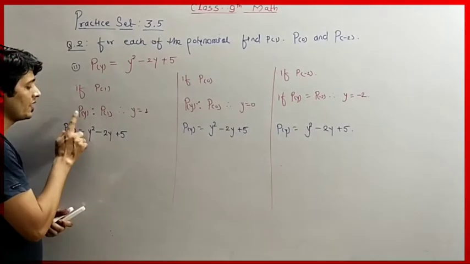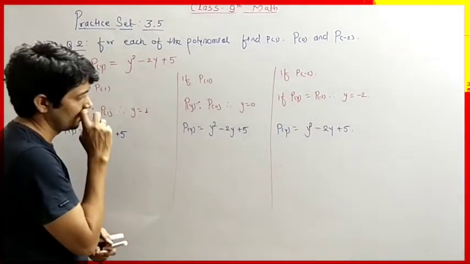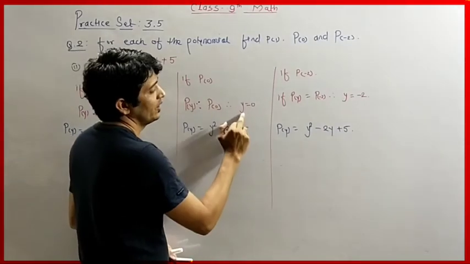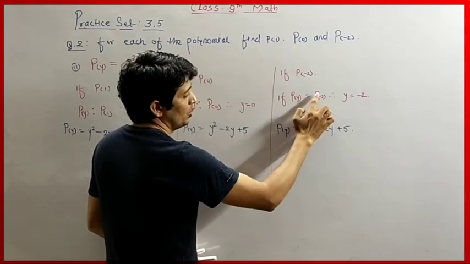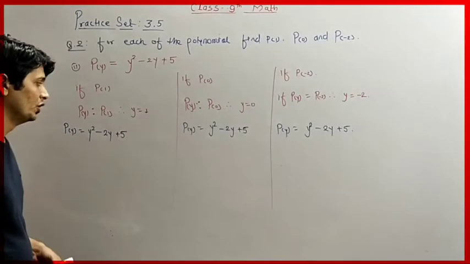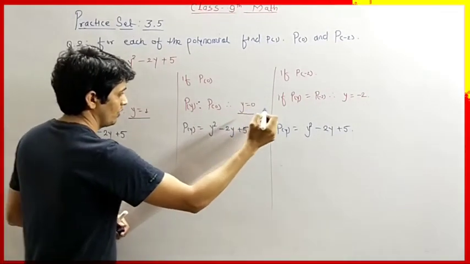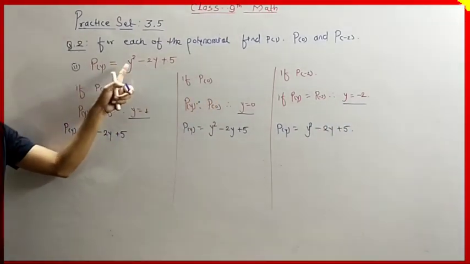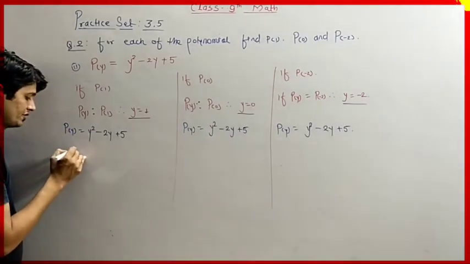If we compare P(y) and P1, y will become 1. If we compare P(y) and P0, then y will become 0, and if we compare P(y) to P minus 2, then we get y equals minus 2. These are nothing but the values of y that we have to place in the given polynomial. Okay, so solution.